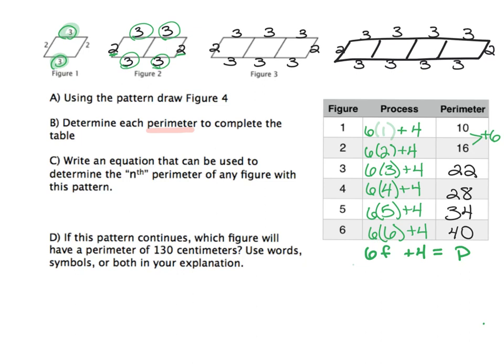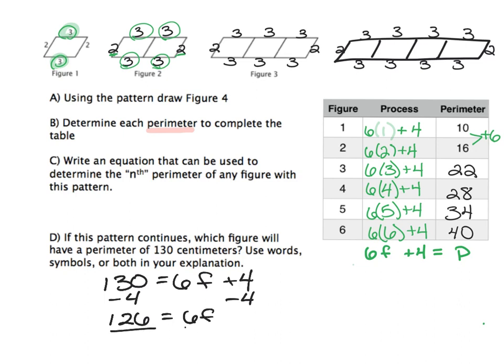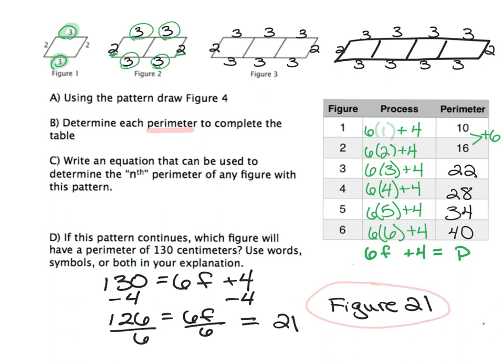Part D has us applying our rule with a perimeter of 130. By subtracting 4 and then dividing by 6, we can figure out the figure number. Figure 21 will have a total of 130 for the perimeter.